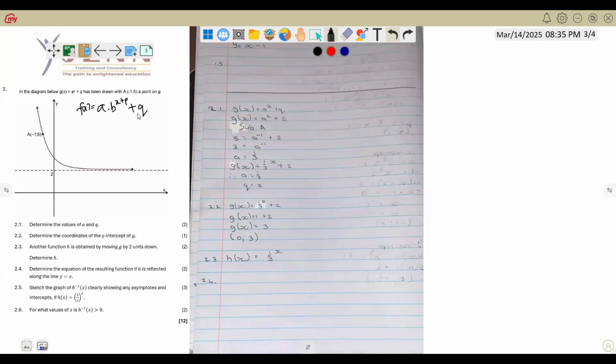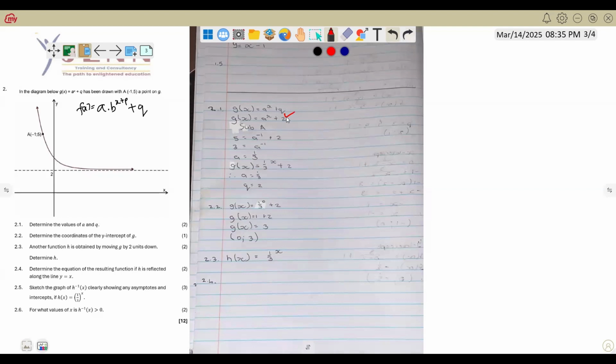So the first question is saying determine the value of a and q. Because we know the equation of the asymptote on the diagram, our q is going to be equal to 2. It's clear, that one, right? Yes, sir. So our q is equal to 2.